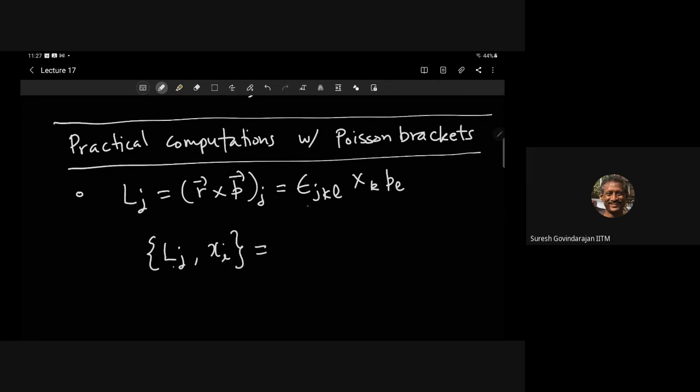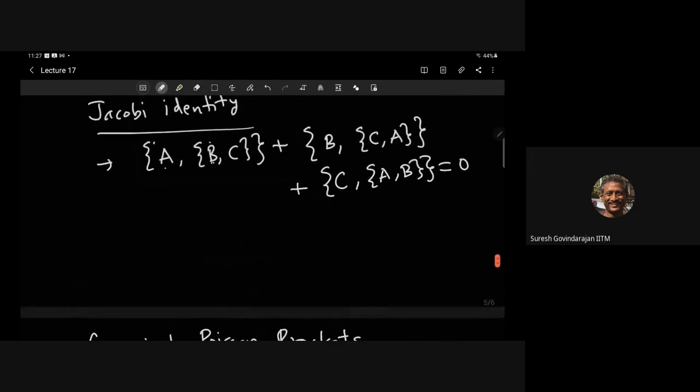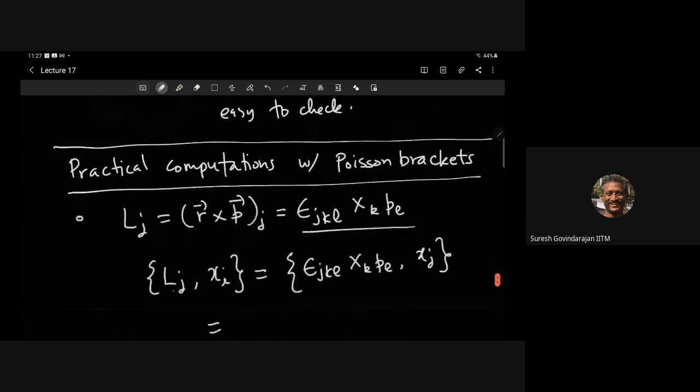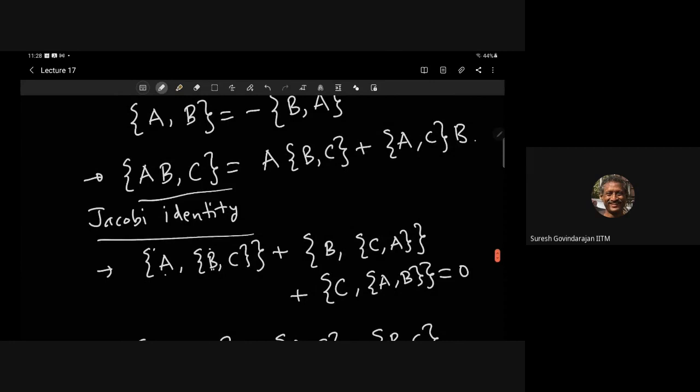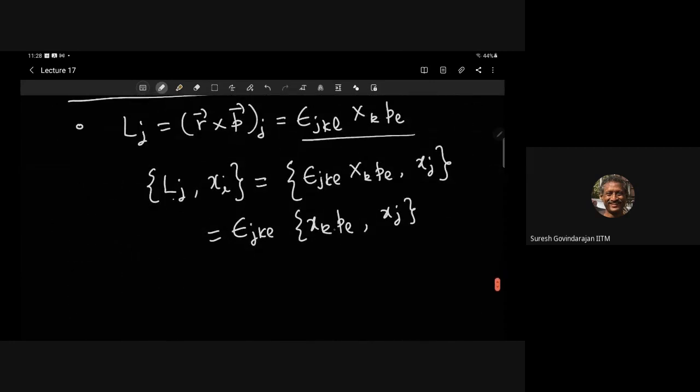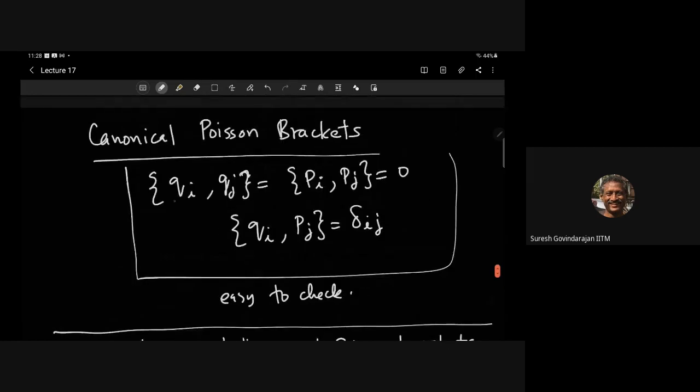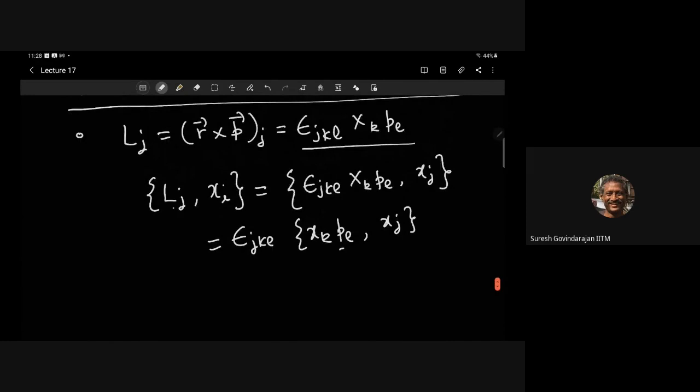Lj is this quantity, so I'll just put it in there. I actually didn't show that other property which says that if there is a sum of terms, a plus b with c equals a with c plus b with c. This kind of thing I will use now. So I can pull out this epsilon jkl, because it's just a sum over terms, and then write xk pl with xi. Now we can use this kind of Poisson bracket relation. Looking at this, xk with xi is 0. Why is that? Because x are canonical coordinates, like q, so xi, xj is 0. So I only have to do p with this. Epsilon jkl xk, I can pull it out.